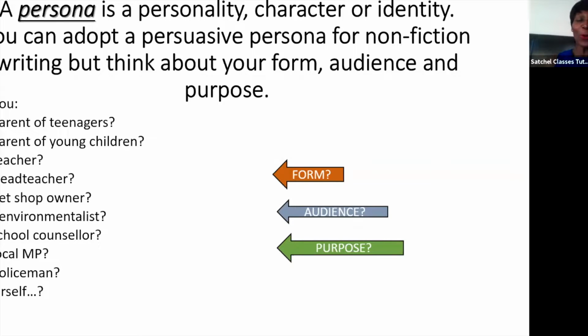You can, of course, be your own self, but you need to think that when you're writing in order to persuade or to argue a case or a point, you have to have a strong voice. You have to have a personality, a character, or an identity. And that really is much more persuasive for your reader, because they can feel that person's passion and energy as they argue their viewpoint.